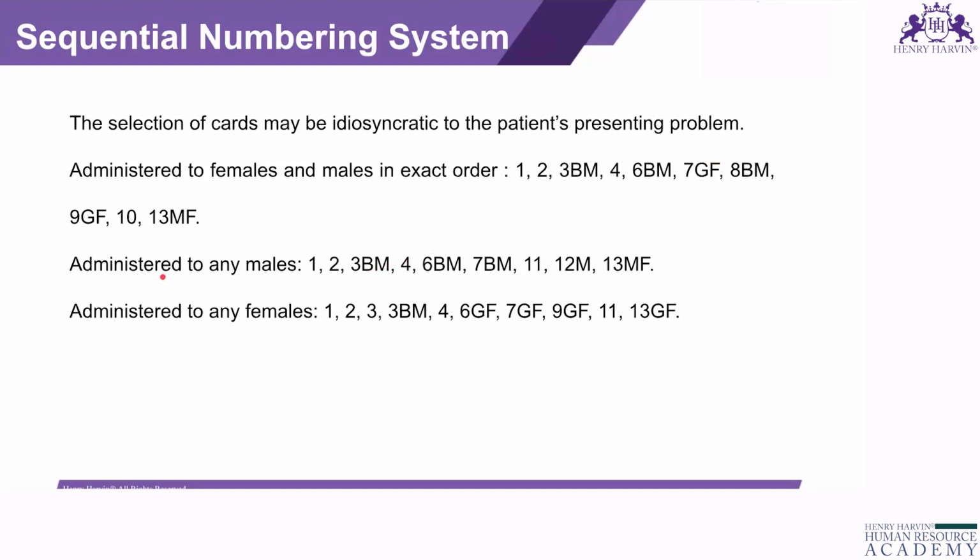Then if you're administering these cards to males, you have to give them cards 1, 2, 3 BM, 4, 6 BM, 7 BM, 11, 12 M, and 13 MF. And if you're administering this to females, then you have to give them 1, 2, 3, 3 BM, 4, 4 GF. So wherever you can basically see BM, generally there is GF here, except for the 3 BM. So that's the sequential numbering.